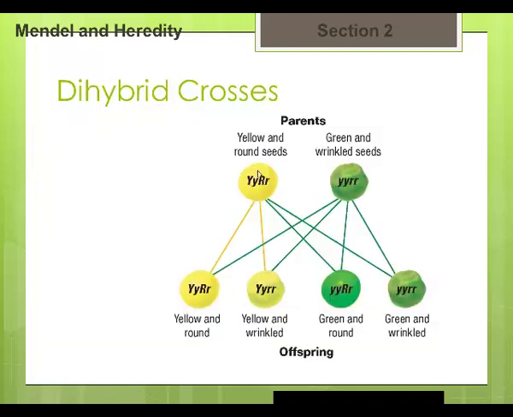So in his dihybrid cross, he took yellow and round seeds for the parents, and green and wrinkled seeds. And in his offspring, he found that he got yellow and round seeds, yellow and wrinkled seeds, green and round seeds, and green and wrinkled seeds. He didn't just get a case where there was yellow and round or green and wrinkled. He got a mixing of the characteristics.